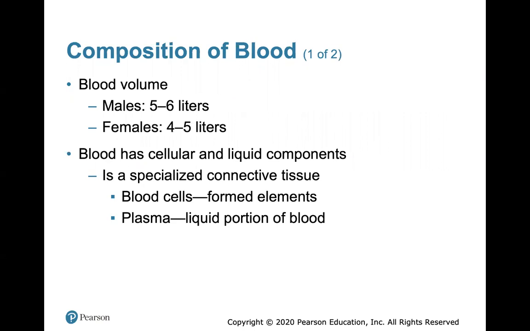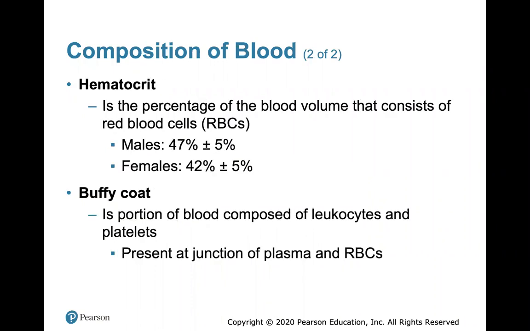It's a specialized connective tissue, as we learned about in chapter 4. The blood cells are what we call the formed elements. So those will be your platelets, erythrocytes, and leukocytes. And the plasma is the liquid portion of the blood. The hematocrit is the percentage of the blood volume that consists of red blood cells. And again, males and females differ just slightly in what their hematocrit looks like.